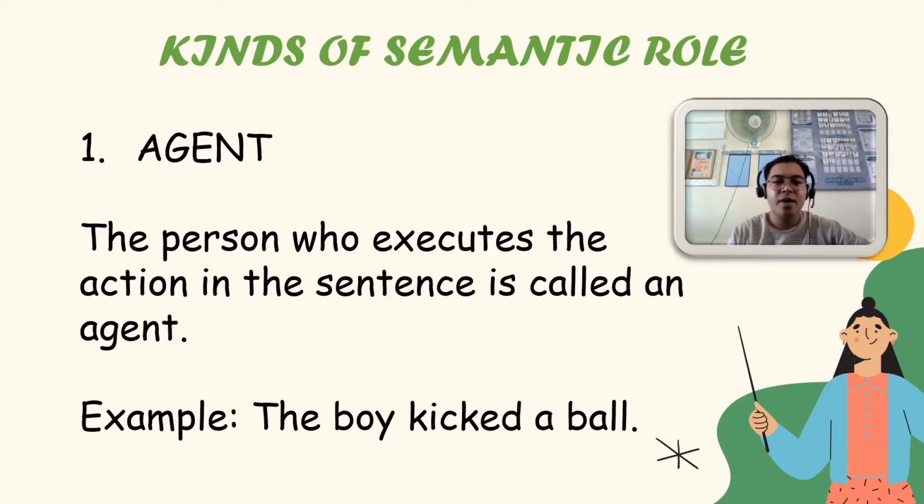Alright, so this time we will proceed to the kinds of semantic role. Now, the first one is the agent. The agent is the person who executes the action in the sentence. It is called an agent. For example, what we have here: the boy kicked a ball. From that sentence, the agent is the boy because he's the person that executes the action in the sentence.